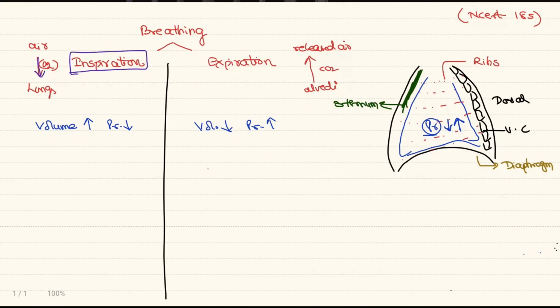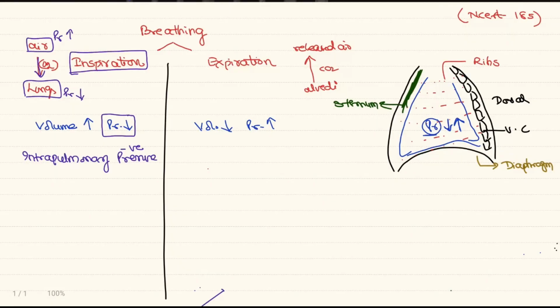Inspiration is entry of oxygen from the atmospheric air into the lungs, and this air will move from high pressure to low pressure. That is, for inspiration, we have to maintain a lower pressure of the gases in the lungs. That is, the intrapulmonary pressure should be negative. So a negative intrapulmonary pressure means the pressure is lesser compared to the atmosphere. Now how to do this? This is done by increasing the volume.